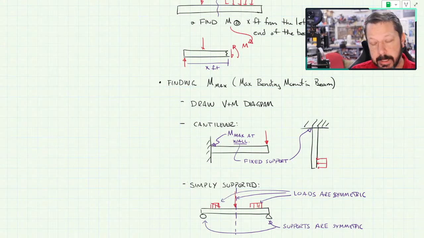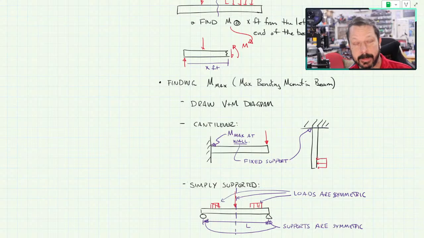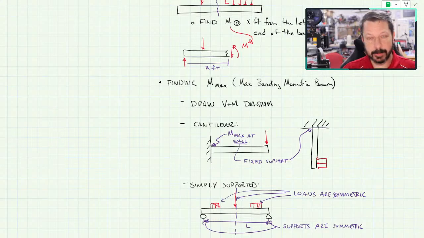As long as all that's true, then the M max is at L over 2, L being the length of the beam, or the length of the span, rather. Which, for it to be symmetric, would also be the length of the beam. Or at least it would be the same point. I guess the beam could overhang some.